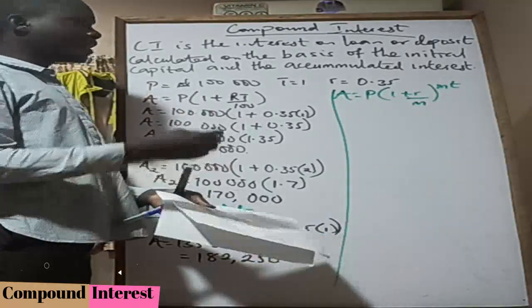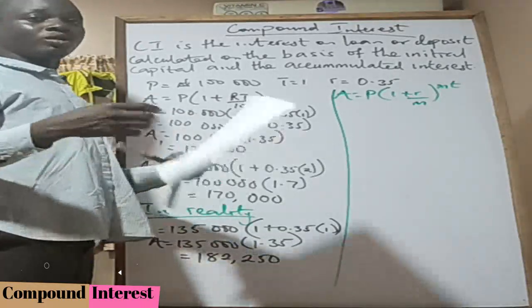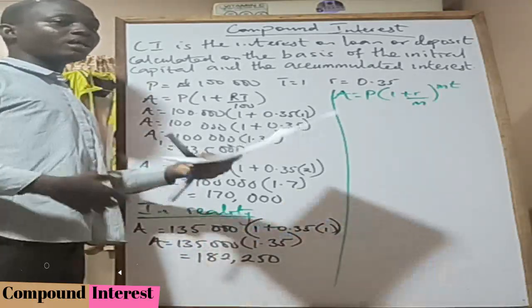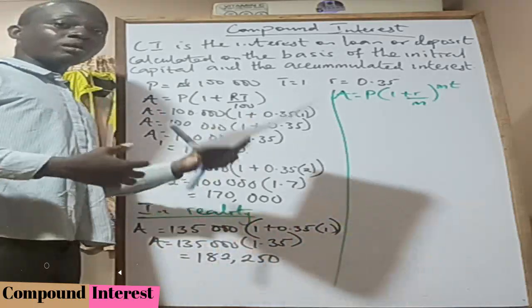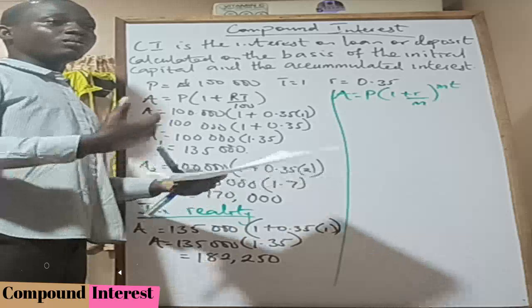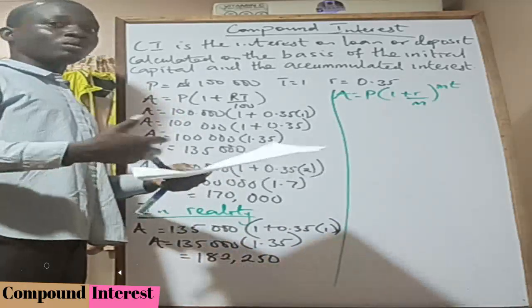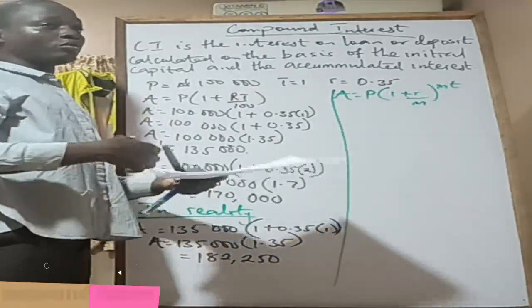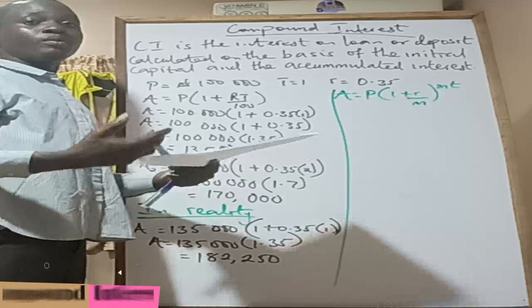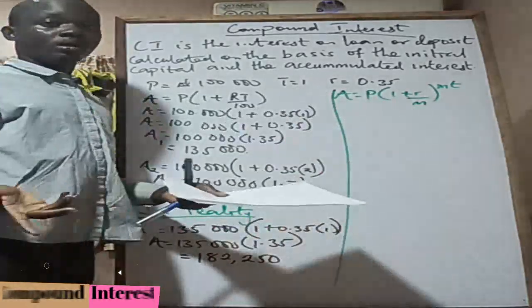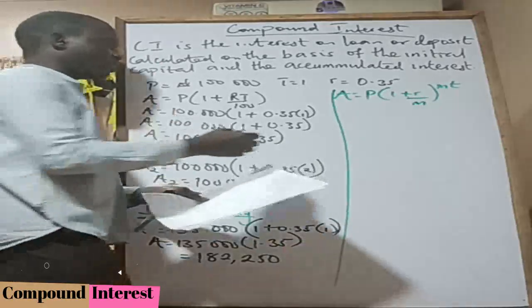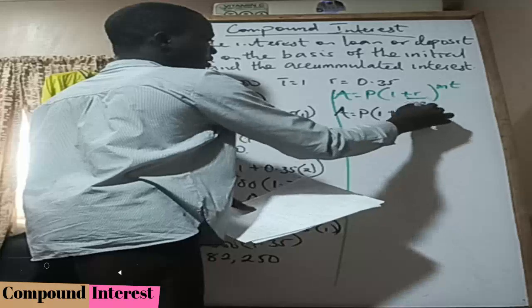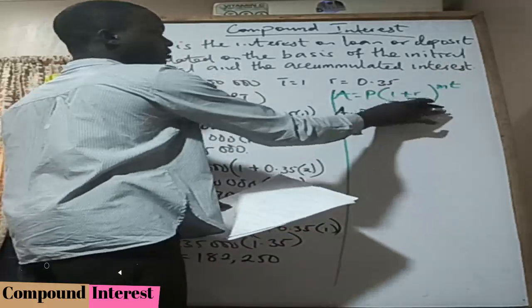R is the interest rate. M is the number of times that the interest is compounded in a particular year. Like, how many times are you allowing the compounding to work in a given year? And T is time, right? Normally when you invest, the compounding happens once a year. So M is one, automatically. So if the compounding is happening once a year, you are going to have A equals P into brackets 1 plus R raised to the power T, because M is 1.